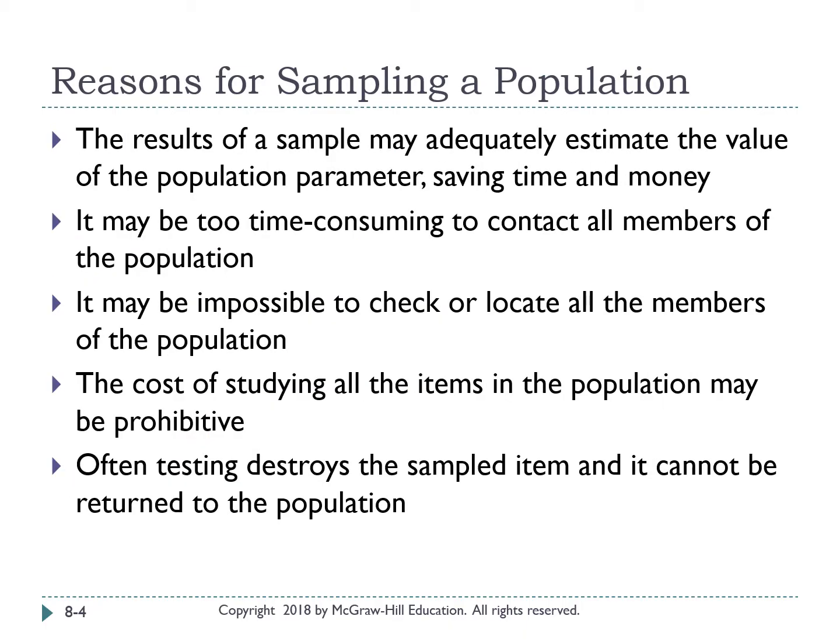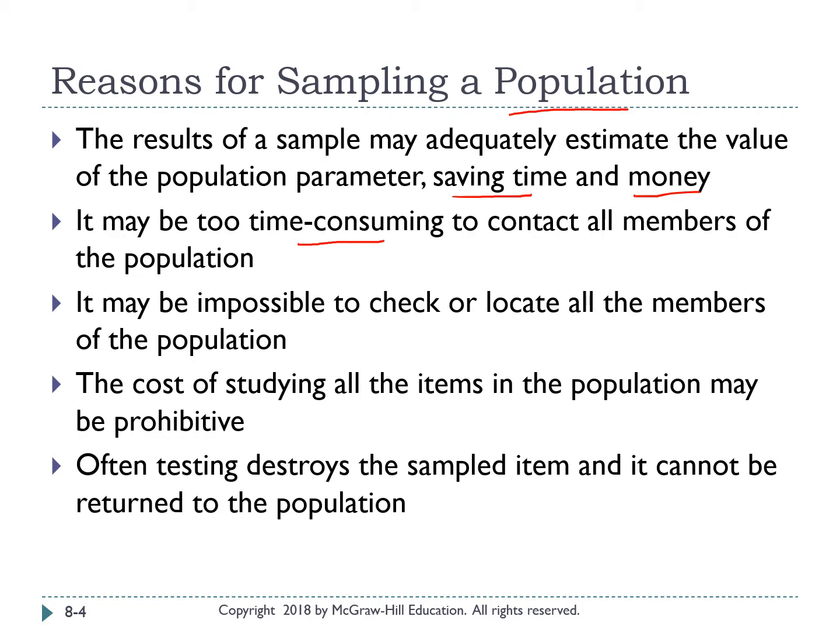These are some of the reasons why you have to use a sample instead of interviewing the whole population. The first one is that the result of your sample is actually sufficient to estimate the value of your population parameter, and this can actually save your time as well as your money. Second, it's too time consuming if you want to contact, interview, or survey all members of the population. If, let's say, we are talking about the population of Malaysia, you know how large the population of Malaysia is. So basically it is too time consuming because it is too hard to contact all the population, right?